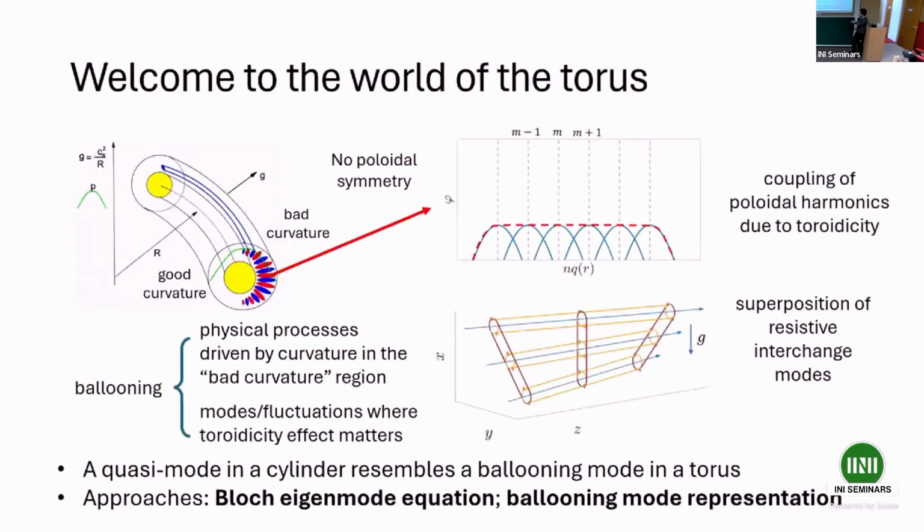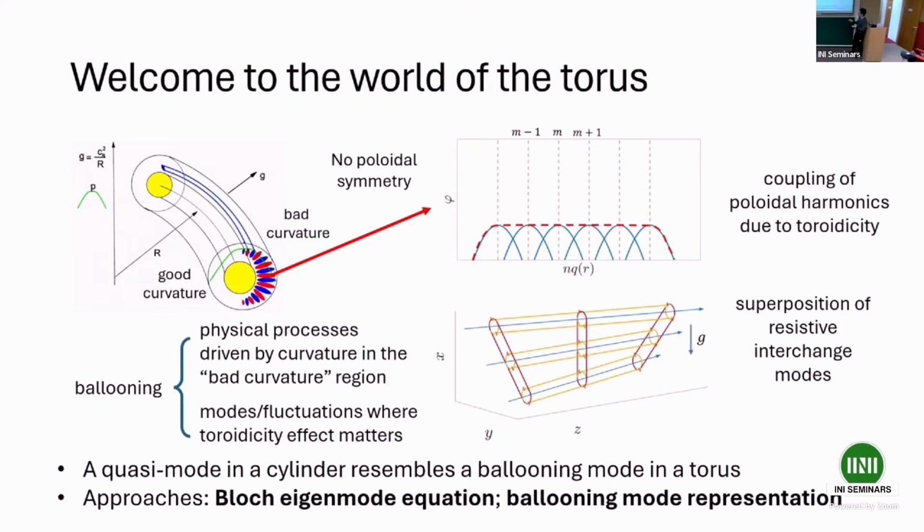Okay, so after the introduction of the quasi-mode, and a short advertisement, I think it's a good time to go to the world of the torus. Previously I said the periodic cylinder is produced when you cut the torus and straighten it. However, here you can think of bending the cylinder and connecting these two ends to form a torus.